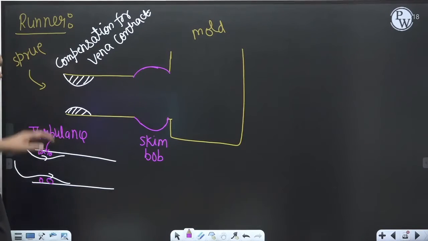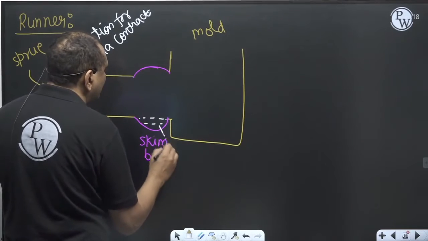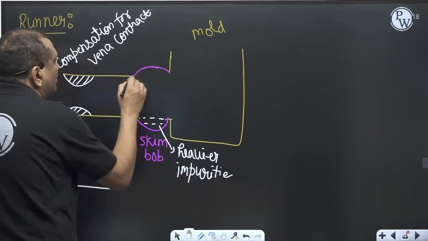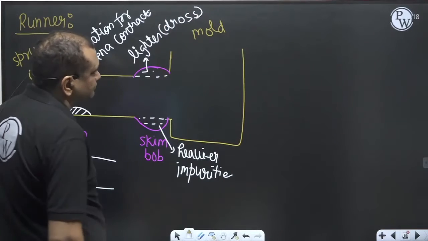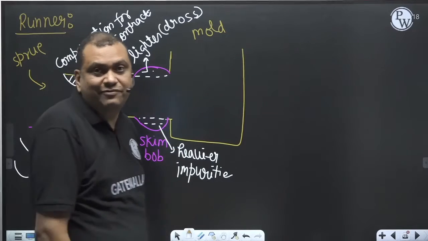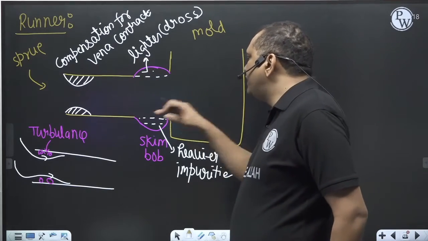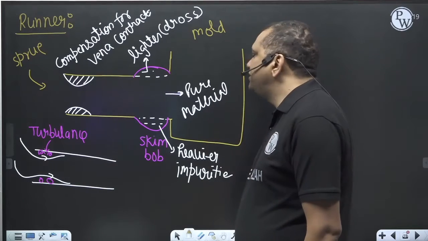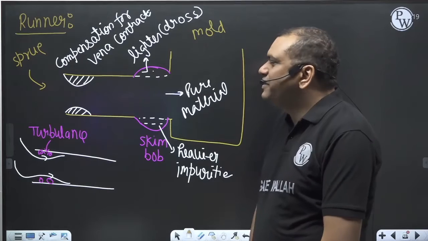Skim bob. When the liquid metal is flowing, heavier impurities will settle down, and the lighter impurities will flow. Lighter impurities are also called dross, primarily the foam kind of thing that appears. You must have seen in foundry practice the foam on the surface of liquid metal, dross. So what is the purpose of the skim bob? Lighter impurities float, heavier impurities settle down, and almost pure material enters the mold cavity. So the last filtration is done by the skim bob.